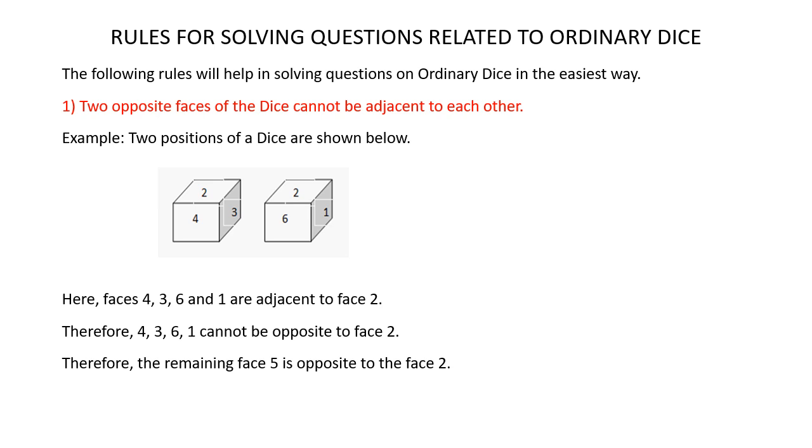Let's understand this rule with the help of an example. So here you can see two positions of an ordinary dice. Now here the common face is 2. Now as you can see here, the faces 4, 3, 6 and 1 are adjacent to the face 2. Therefore, the faces 4, 3, 6 and 1 cannot be opposite to face 2. Now the remaining face is 5. So the remaining face 5 will be opposite to the face 2.